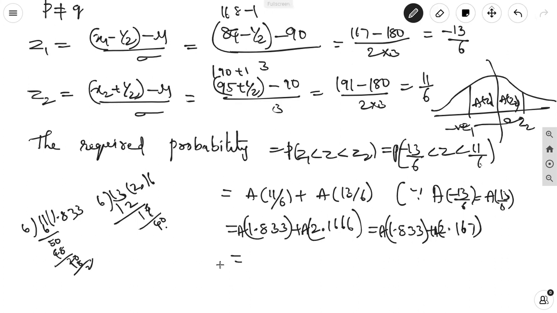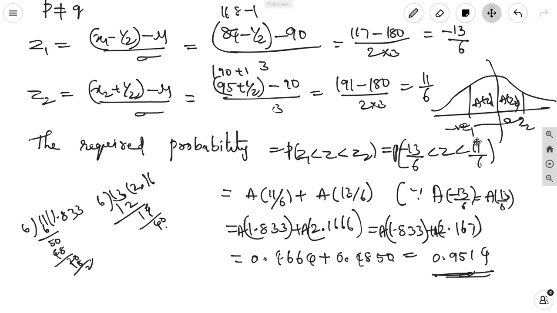From the table, the value for 1.83 is 0.4664, plus from the table the area of 2.17 is 0.4850. Adding these two we get 0.9514. 4 plus 0 is 4, 5 plus 6 is 11, 9 plus 6 is 15, so 9. So this is the probability.